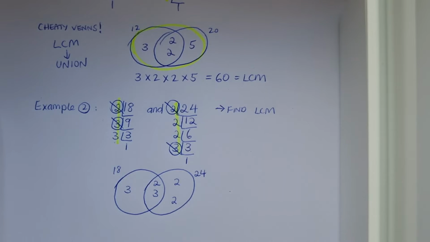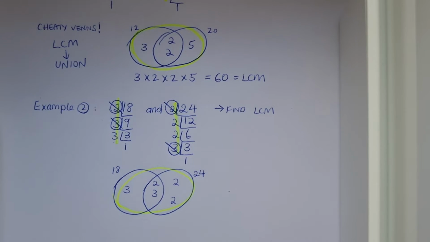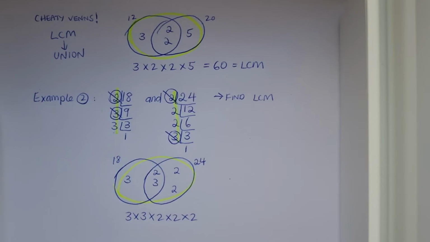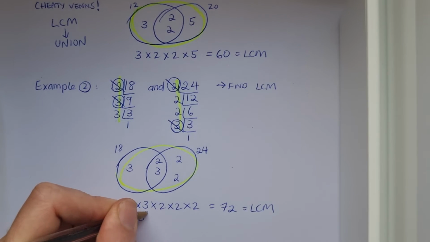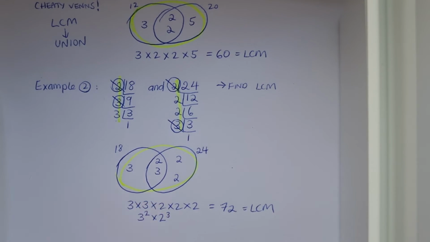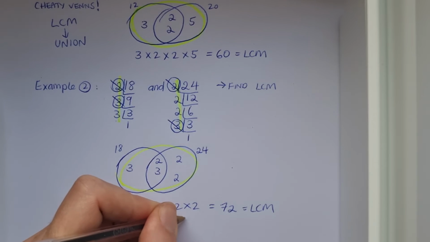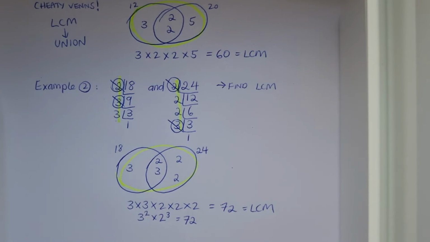Okay, so now I just need to find the LCM. So remember, for LCM, it's the union that you're looking at. And I'm going to multiply all those values together that I can see in the Venn diagram. So 3 by 3 by 2 by 2 by 2. So in this case, I've got my LCM being 72. A couple of extra things to note here. If I fancied it, when I was writing down my calculation here, I could, of course, use exponents. 3 squared by 2 cubed. That's just a little more concise way of writing down my calculation, and I still get 72 as the answer.